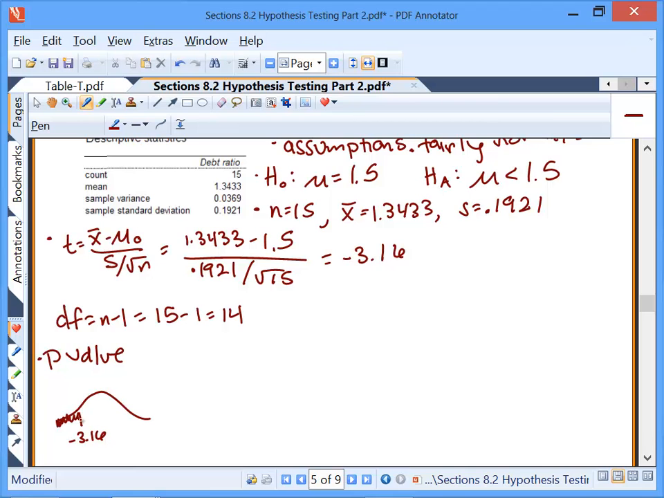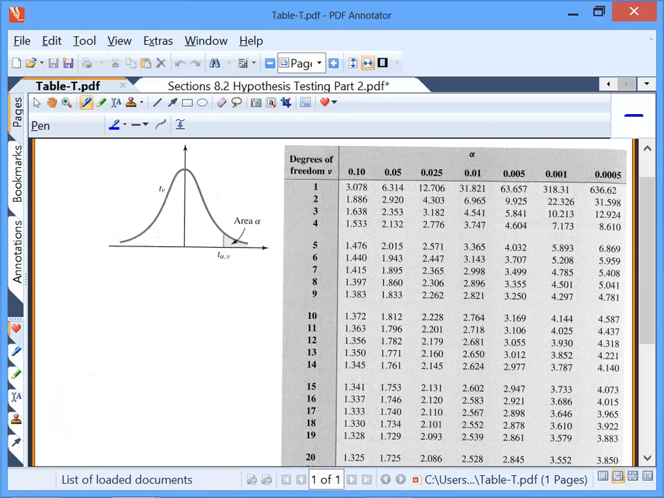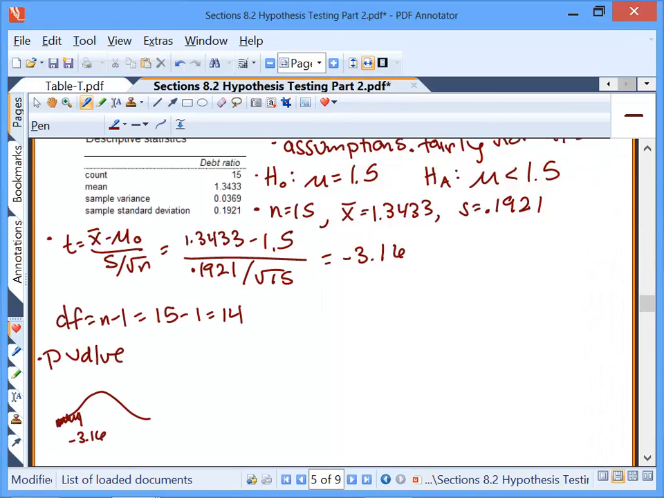Now, if you look at the t-table, it only gives you areas in the right tail, and only for positive t-values. How can I rearrange this table, or how can I think about it, to get what I need? Use symmetry. The probability that t is less than negative 3.16 is equal to the probability that t is greater than positive 3.16.